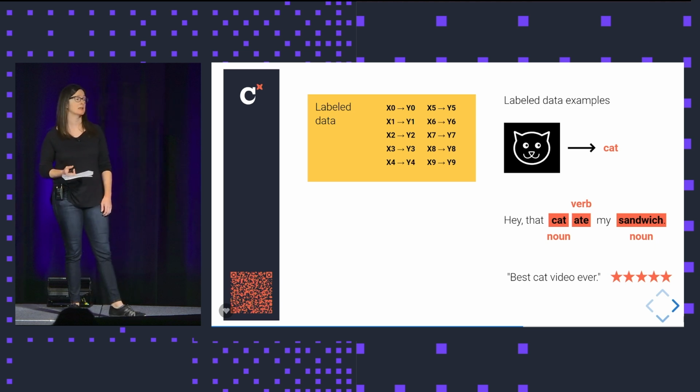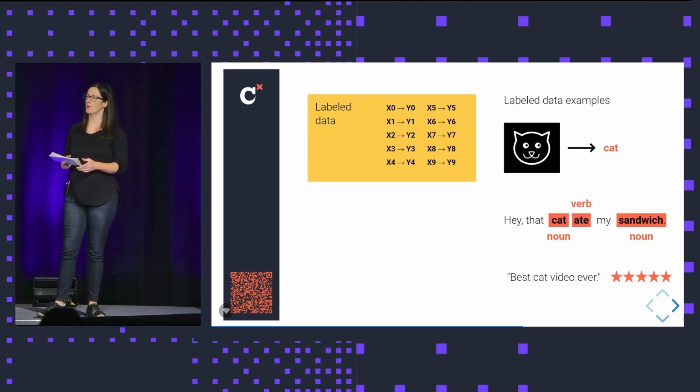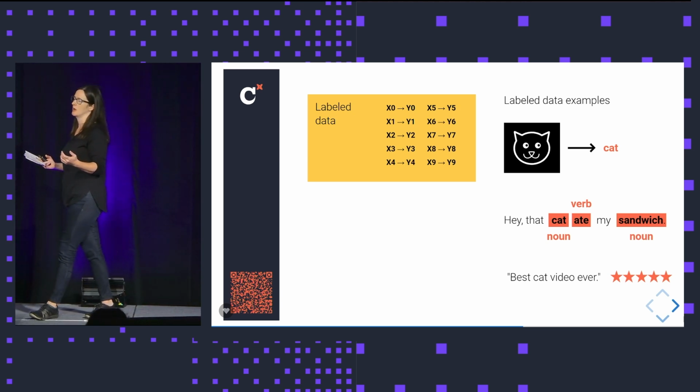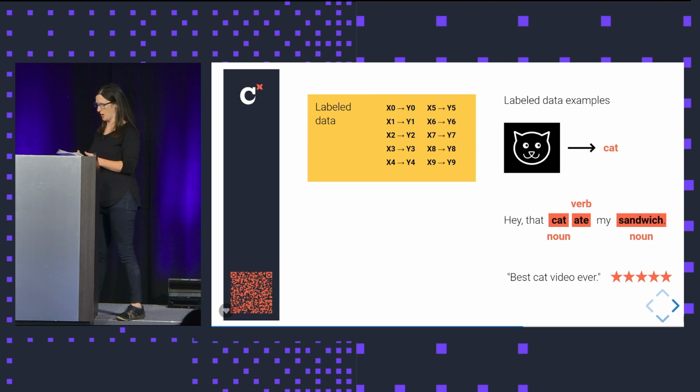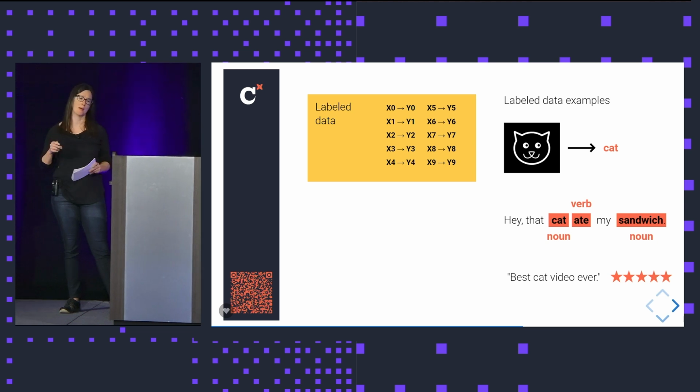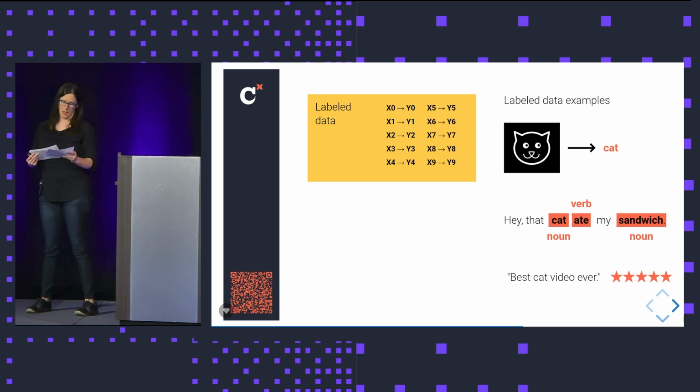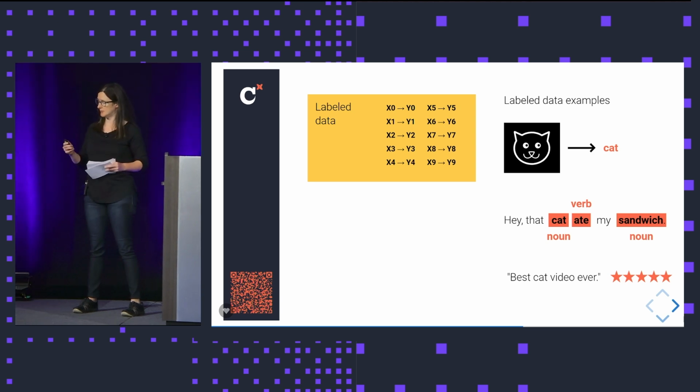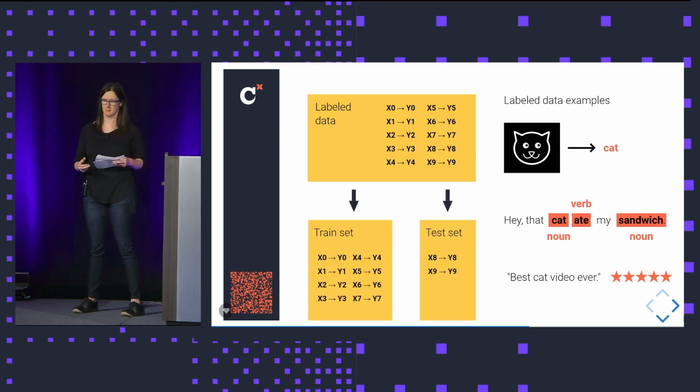It might be a sentence with the individual words and phrases labeled with their parts of speech. Or it could be a product review, along with the user rating given to that product. For supervised learning, what's key is that you need data that represents the problem that you're trying to model. And before training a model, you separate your data into a train set and a test set.